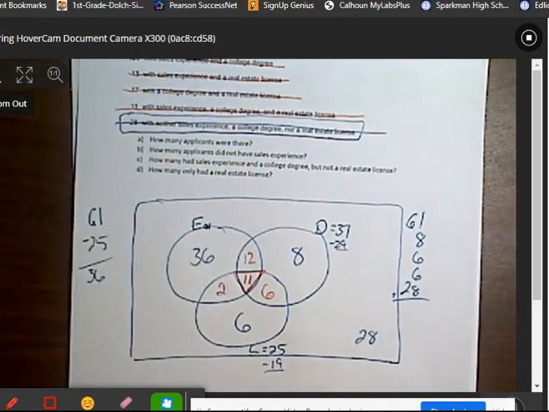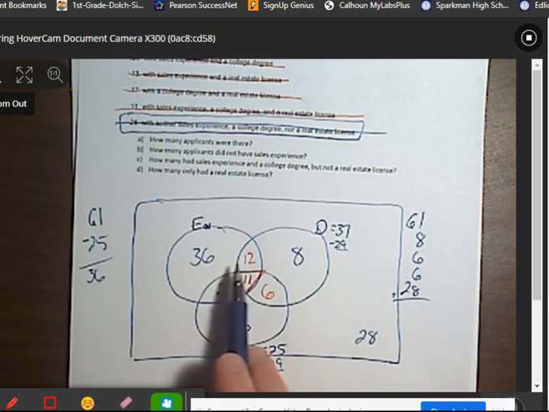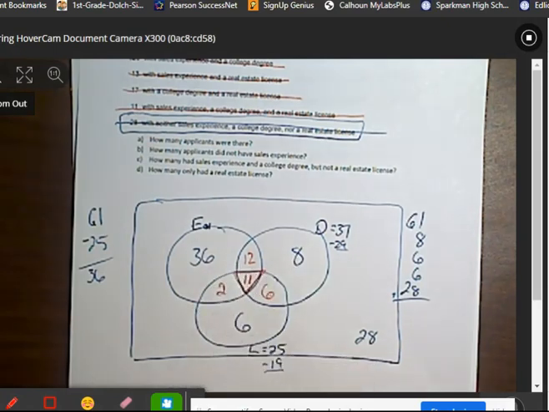Again, the other way you can do it is just go back and add each section: 36 plus 12 plus 8 plus 6 plus 11 plus 2 plus 6 plus that one. So you can do each little individual piece and put it all together.